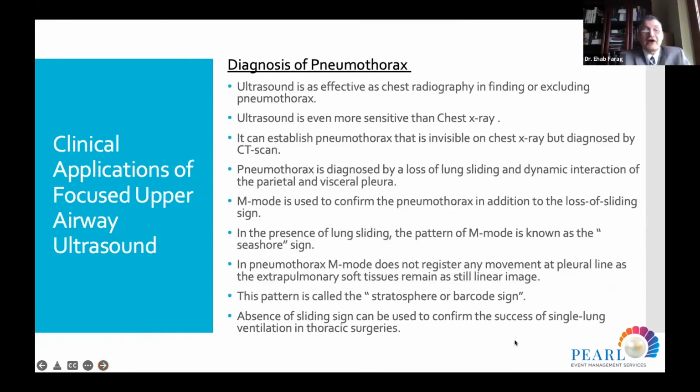Here, also a very important application: diagnosis of pneumothorax. Ultrasound is as effective as chest radiography in finding or excluding pneumothorax. Ultrasound is even more sensitive than chest X-ray. It can establish a pneumothorax that is invisible on chest X-ray but diagnosed by CT scan. Pneumothorax can be diagnosed by loss of lung sliding, the dynamic interaction of parietal and visceral pleura, in B mode. M mode is usually used to confirm it by adding the loss of the sliding sign.